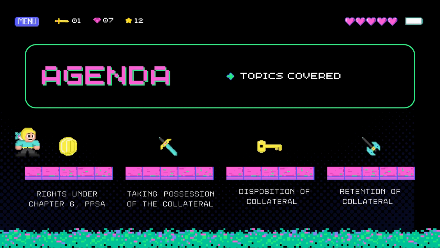Awesome! We have progressed to the second level. We now learn how to take possession. Excuse the chickens. We now learn how to take possession of the collateral.